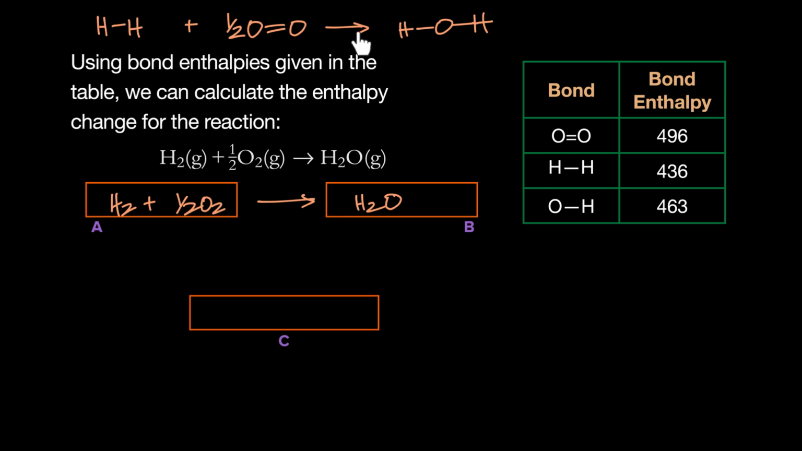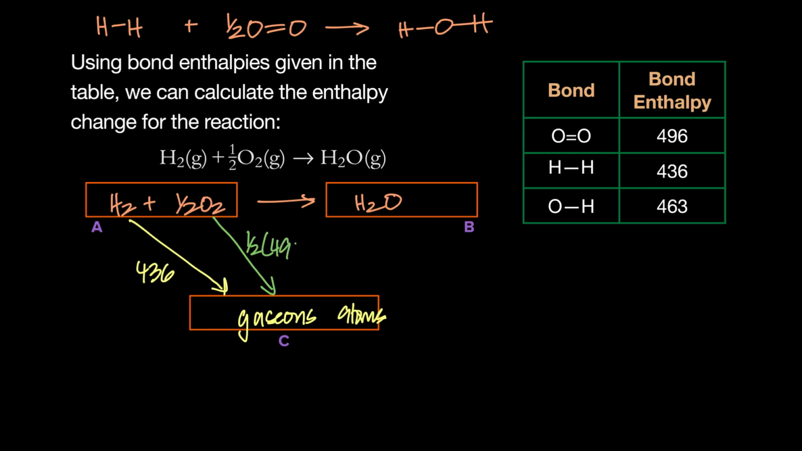I always show my bonds up somewhere so that I know what I'm breaking. Basically, the first yellow arrow, because C is gaseous atoms, I just break all the bonds. The yellow one is one H-H bond, which is 436. Since it's bond breaking, everything is positive. The green arrow is breaking half a mole of O=O bonds, which is half of 496. The white arrow is breaking two O-H bonds, that's 2 times 463.